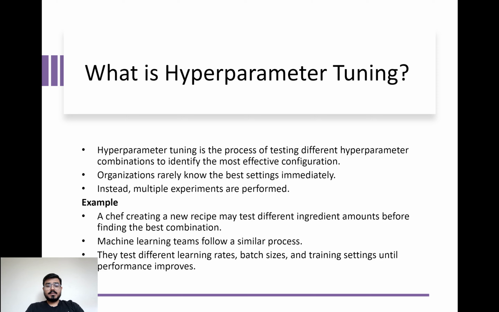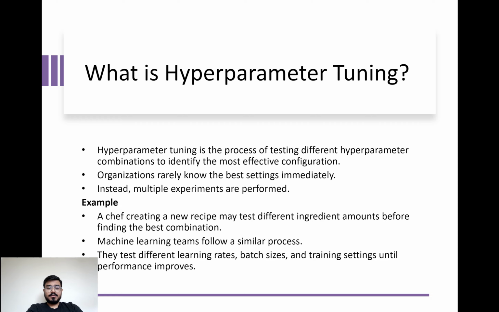So now let's discuss hyperparameter tuning. Earlier we learned that hyperparameters are settings chosen before training begins. Examples include learning rate, batch size, training cycles, and regularization settings. The challenge is that organizations usually do not know the best values for these settings immediately. This is why hyperparameter tuning becomes important.